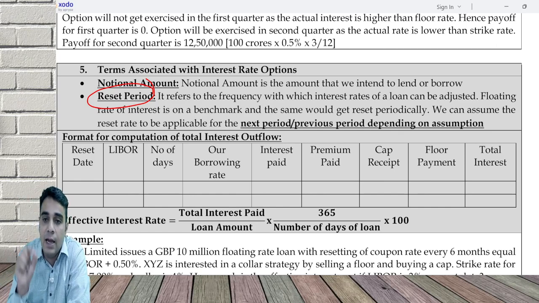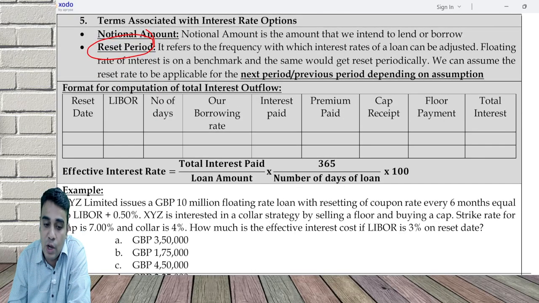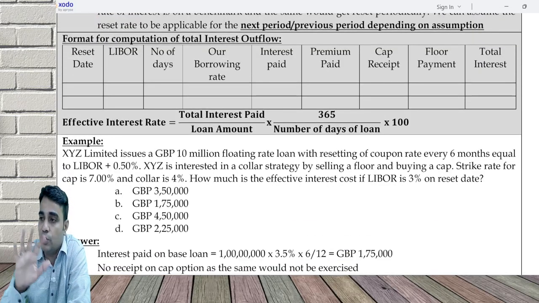Ideally speaking, I should make it simple and do months calculation. But ICI does days calculation. So you have to calculate the exact number of days between the first payment and the second payment and then do the calculation. So there is a reset date, there's a LIBOR, number of days. Our borrowing rate is calculated. Based on that, interest is paid. Premium will be paid. There will be a cap receipt, a floor payment and total interest. Based on the total interest, you will do the final calculation.